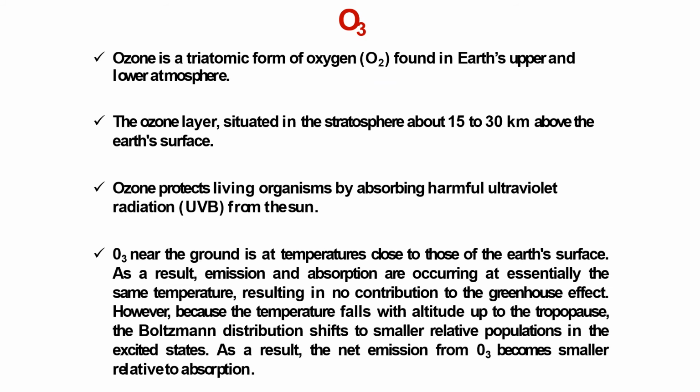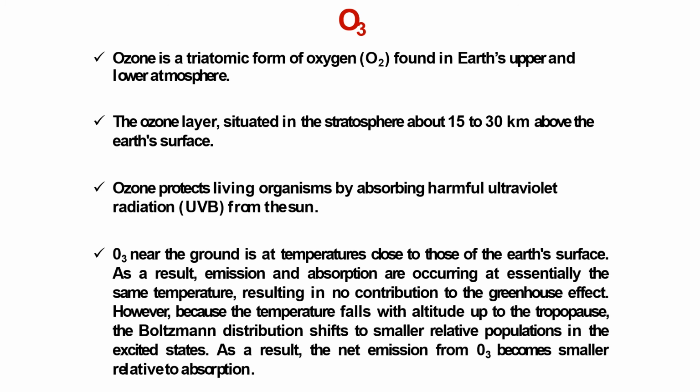Here comes the ozone. Now ozone is a triatomic form of oxygen. ऑक्सीजन मॉलिक्यूल, इसमें क्या होता है, 2 ऑक्सीजन मॉलिक्यूल होते हैं ऑक्सीजन में जनरली, बट ओजोन में 3 ऑक्सीजन मॉलिक्यूल्स पाए जाते हैं. So the formula is O3 and it is found in the earth's upper and lower atmosphere. The ozone layer is situated in the stratosphere about 15 to 30 kilometers above the Earth's surface. Ozone protects living organisms by absorbing harmful ultraviolet radiation which comes from the sun.